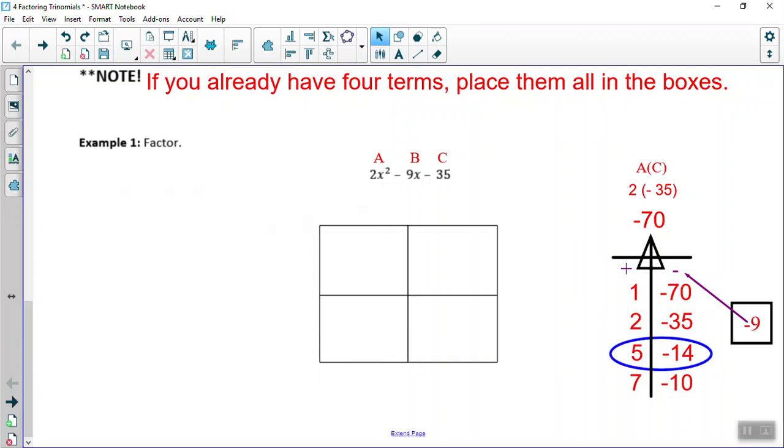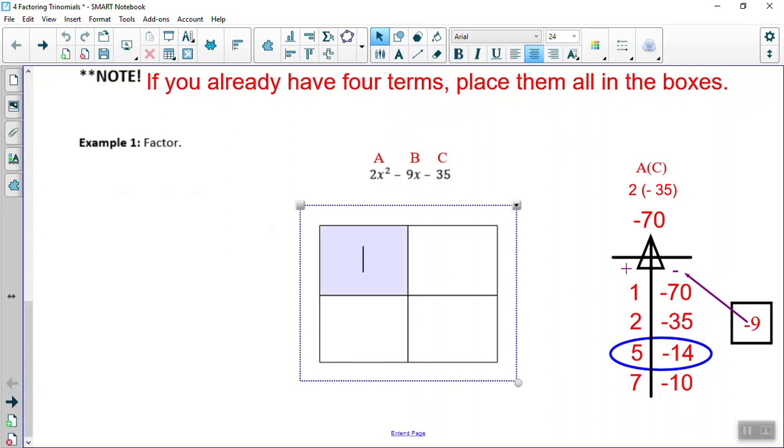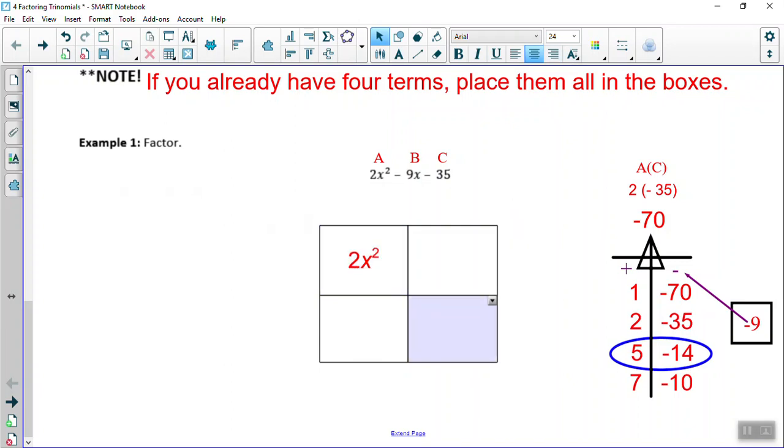All right, so now we're going to take our values and we're going to fill in our table. So my A is going to go here. My C is going to go here. So this will always be my A term. This will always be my C term. These two numbers that we found over here, these two factors, are what's going to go into these two remaining boxes. All right, so my A term was 2x squared. So I'm going to type that in, 2x squared. My C term is going to go here, and that was a negative 35.